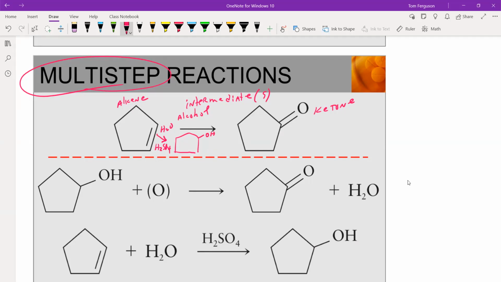Now, normally you get a mix, except with cyclic, frequently, not all the time, but frequently, you will not get a mix if you're starting with a cyclic alkene and hydrating it. Once we have the secondary alcohol, now this is a secondary alcohol, remember, because that's the only way to get a ketone, is oxidizing a secondary alcohol.